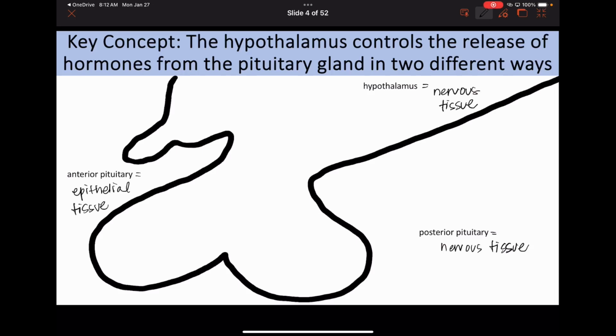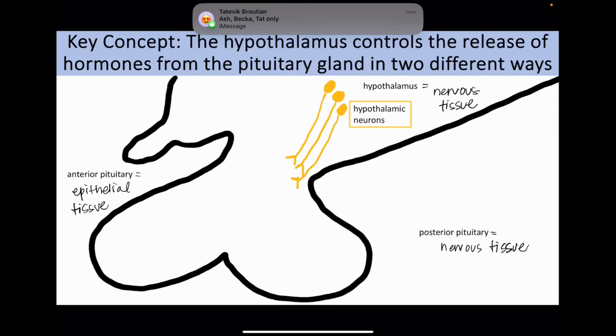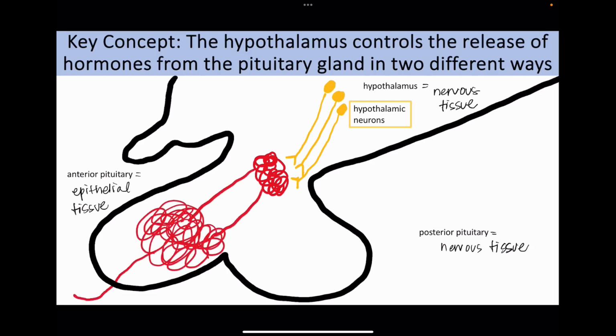So we're going to talk about hormone release through the anterior pituitary gland first and how that works. So we have our hypothalamus again. Posterior pituitary is the lobe of the pituitary gland on the posterior side. Obviously, the anterior pituitary is the lobe on the anterior side. And then we have some neurons. So the way that the anterior pituitary releases its hormones is that it communicates with neurons from the hypothalamus. And those are called hypothalamic neurons. Those are going to secrete their hormones into what's called a capillary plexus. We have a primary capillary plexus and a secondary capillary plexus.